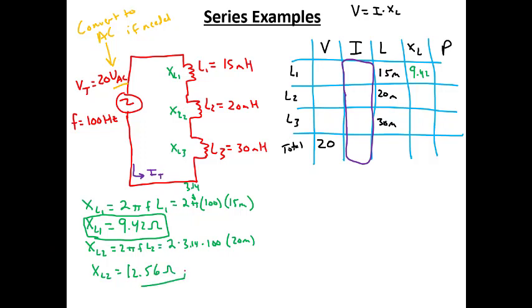And for this one on my calculator, I get 12.56 ohms. All right, so I'll put that over here, 12.56 ohms. Then let's do X sub L3, which is going to be 2 pi F L3. So this would be 2 times 3.14 times 100 times 30 milli.